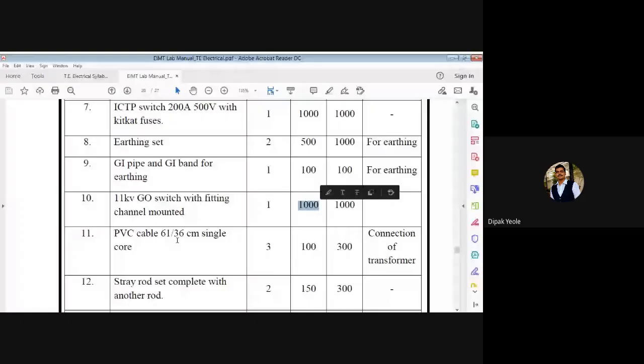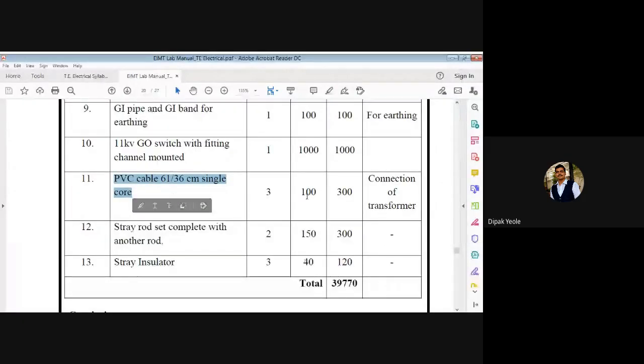So let me share my screen again. Yes, so the 11 kilovolt geo switch. The third last component is PVC cable of single core. No doubt it is an LT cable. So I need a quantity of 3 at the rate of 100, so it is 300. It is used for connection of the transformer.